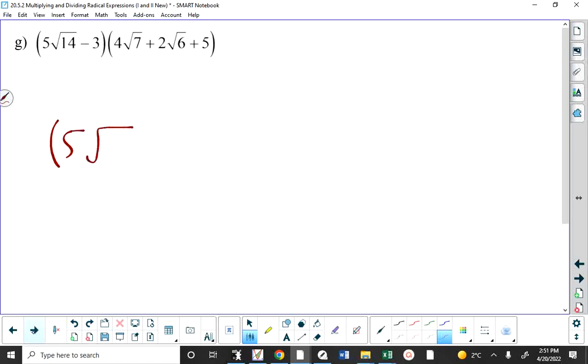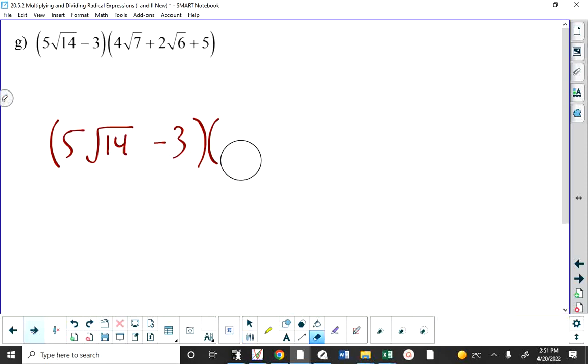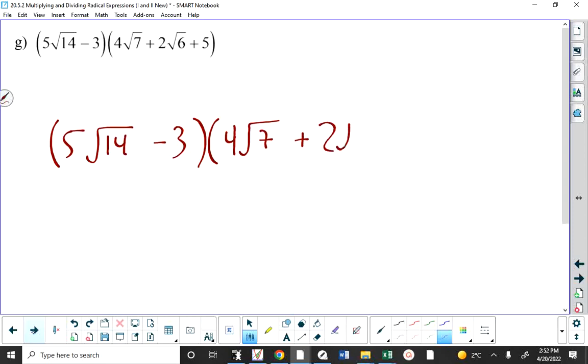I'm just going to rewrite this. 5 root 14 minus 3 times 4 root 7 plus 2 root 6 plus 5. I think you're in for a pleasant surprise here once we multiply this out.